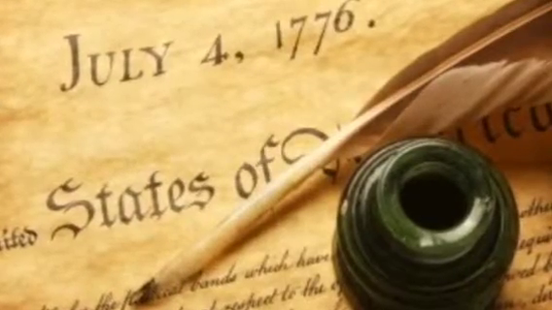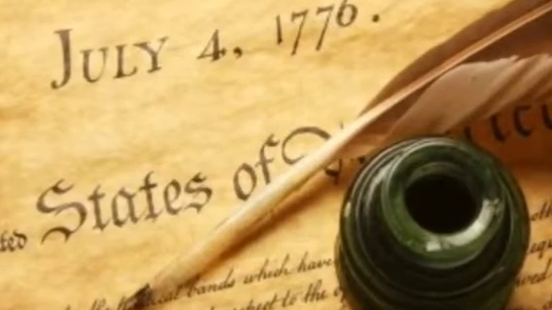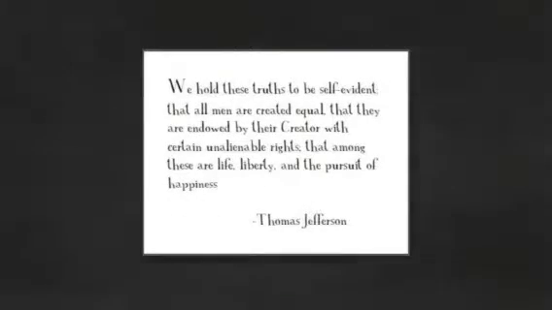The main idea of the Declaration of Independence is explained in the line, "We hold these truths to be self-evident, that all men are created equal, that they are endowed by their Creator with certain unalienable rights, that among these are life, liberty, and the pursuit of happiness." This belief would go on to become the central idea in America's fight for their freedom.